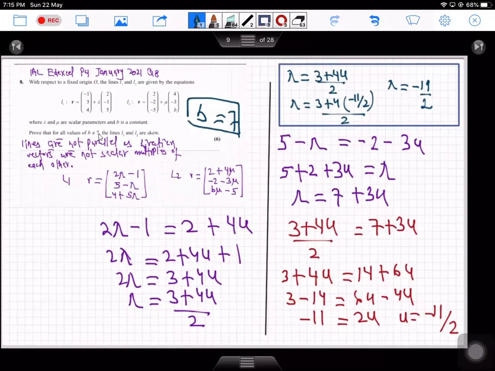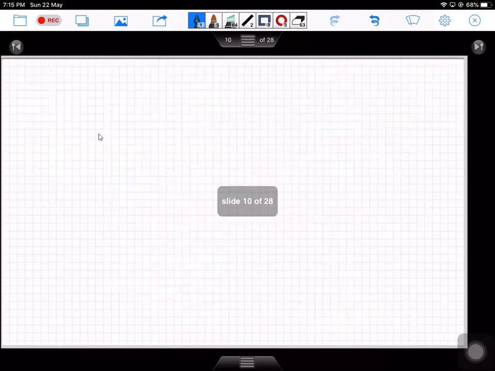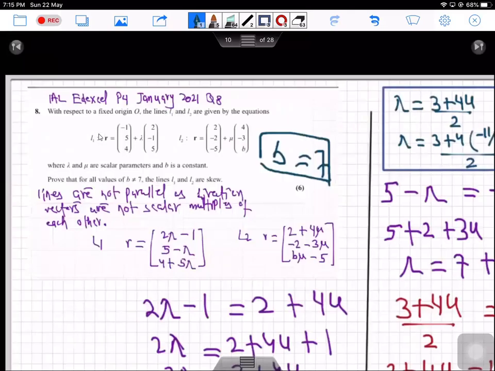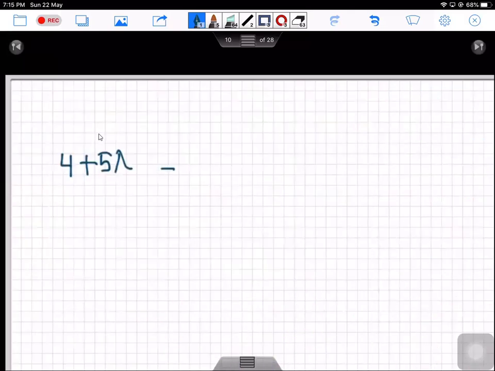And as we have already mentioned that the lines are not parallel, in this case, the lines are supposed to be skew when b is not equal to 7. So if b is equal to 7, the lines are supposed to intersect each other. The z component would satisfy each other. So 4 plus 5 times lambda is equal to b mu minus 5. And in this case, I'm taking the value of b equal to 7, and I'm going to prove that for b equal to 7, the lines are intersecting.